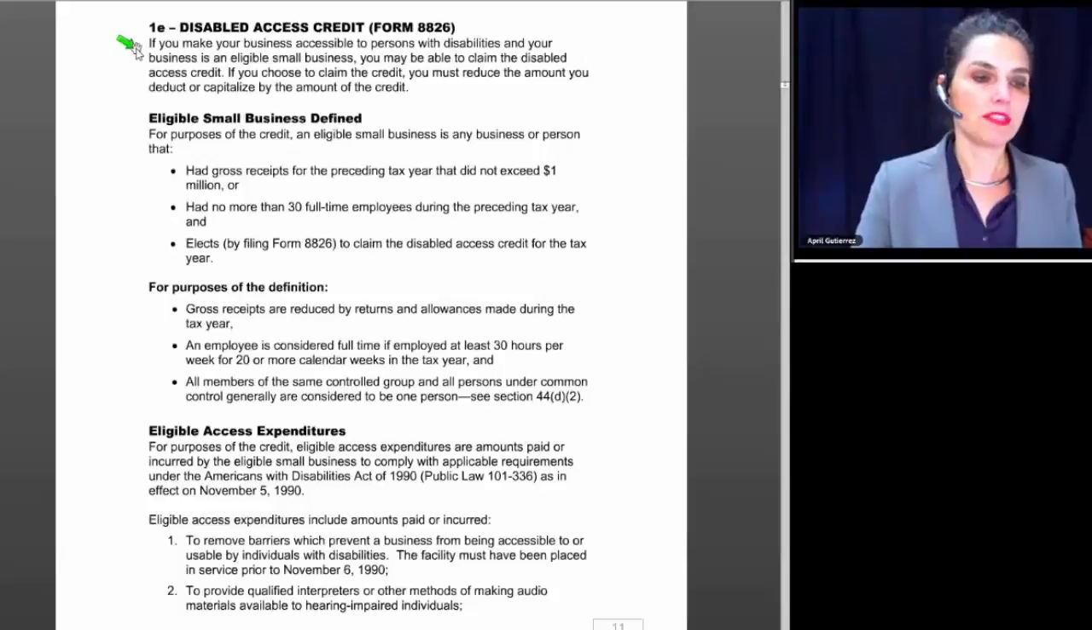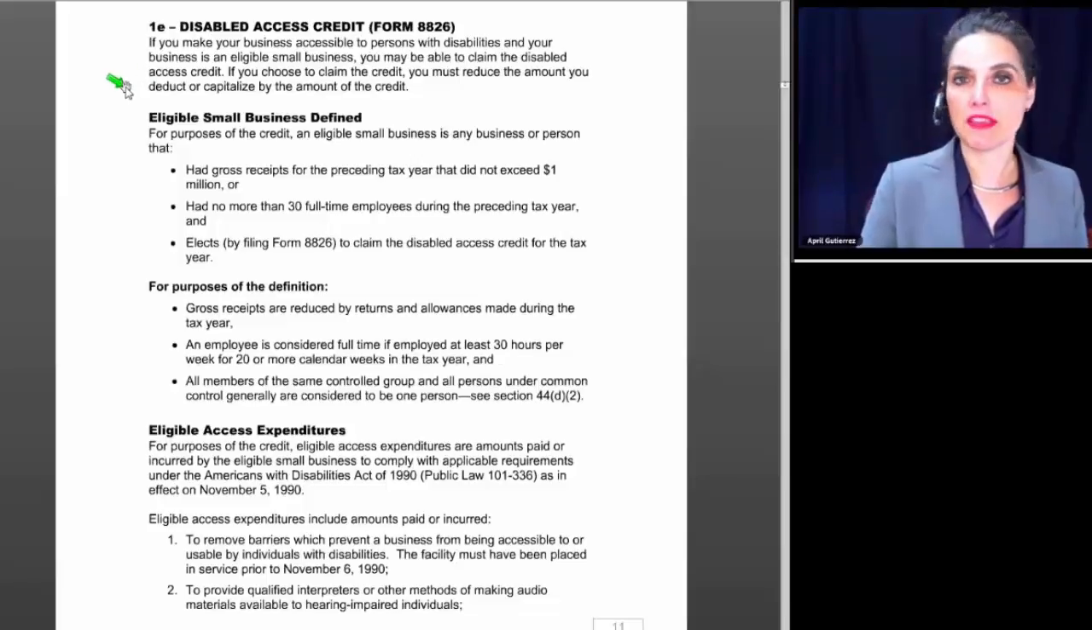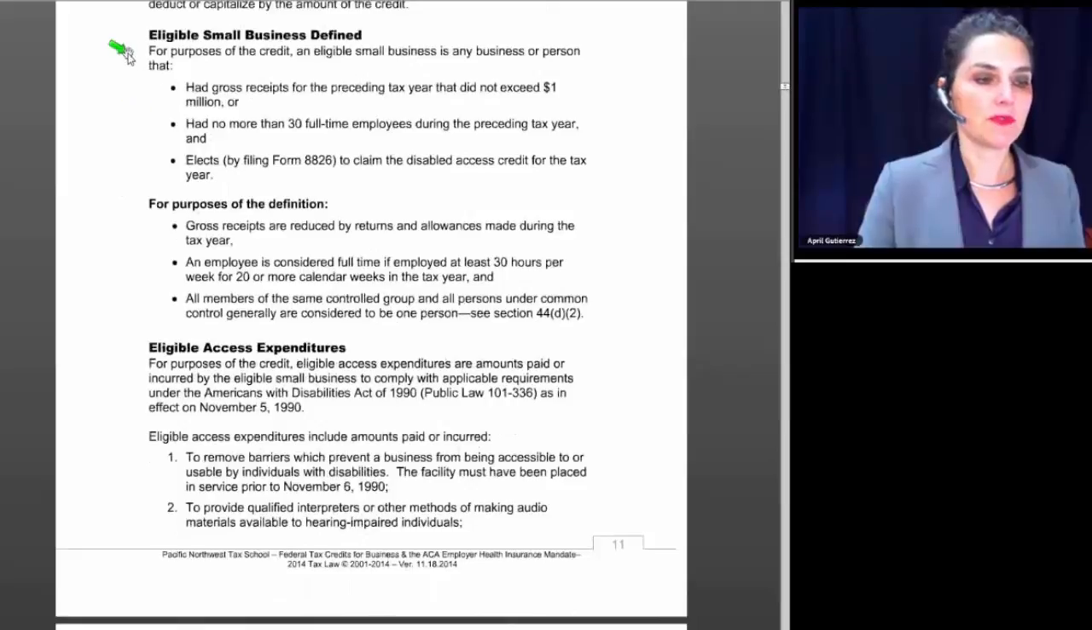If you make your business accessible to persons with disabilities and your business is an eligible small business, you may be able to claim the Disabled Access Credit. If you choose to claim the credit, you must reduce the amount you deduct or capitalize by the amount of the credit that you are claiming. Eligible small business is defined for purposes of the credit.